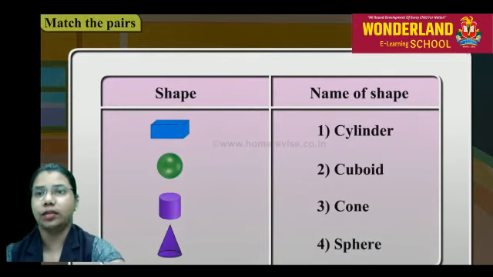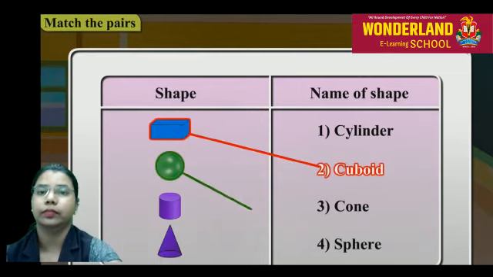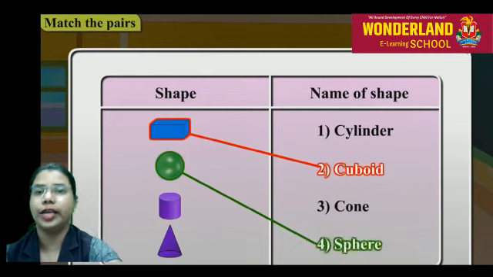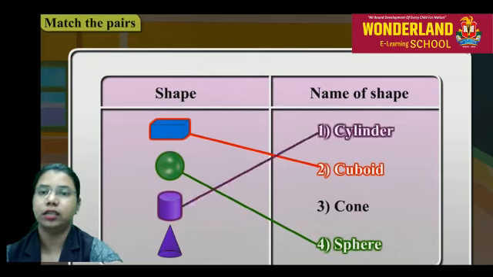Now match the pairs. Cylinder, cuboid, cone, sphere. First one. Tell me the first one. First one is cuboid. Second one is the sphere. Third one is cylinder. And the last one is cone.